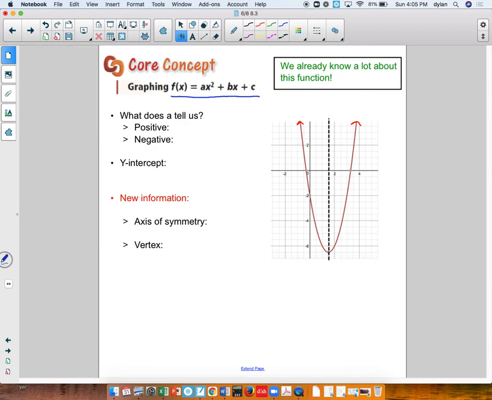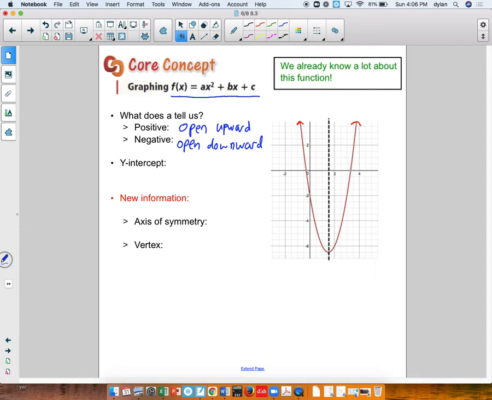For example, what does the a value tell us? Well, we already looked at this. If the a value is positive, then we know that the parabola, or the U shape, is going to open upward. And if a is negative, we know that it's going to open downward. And we also talked about that you can use that a value as sort of a pseudo-slope for the first point on either side of the vertex in order to get two additional points.